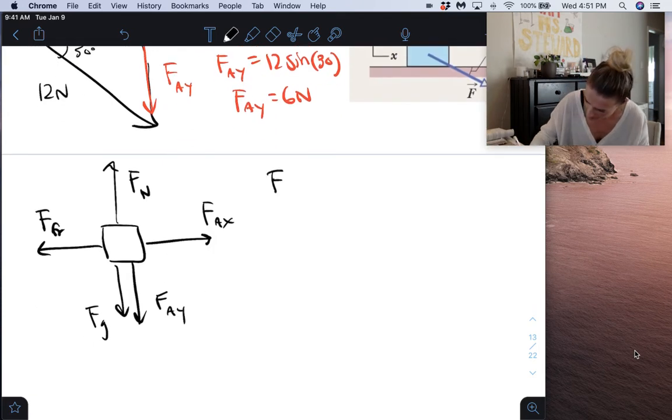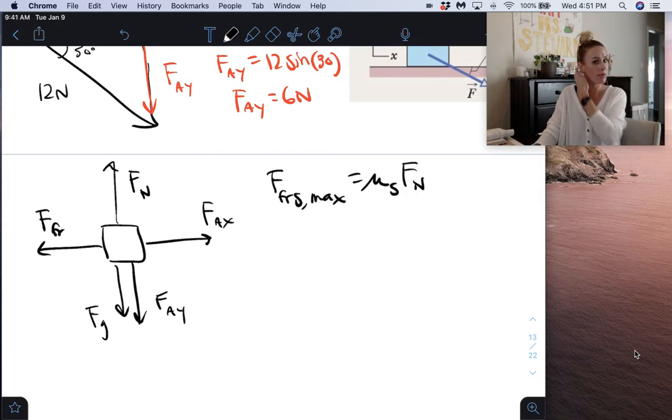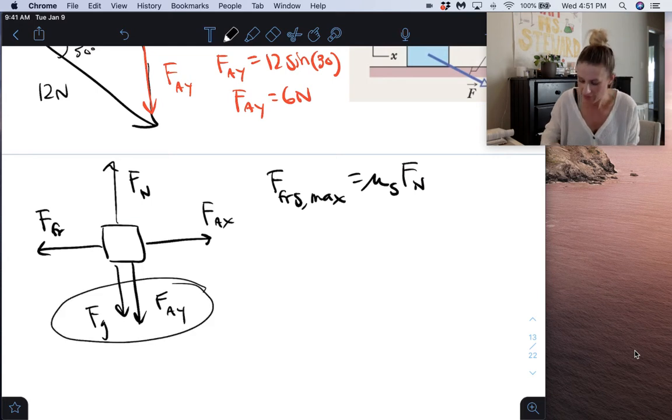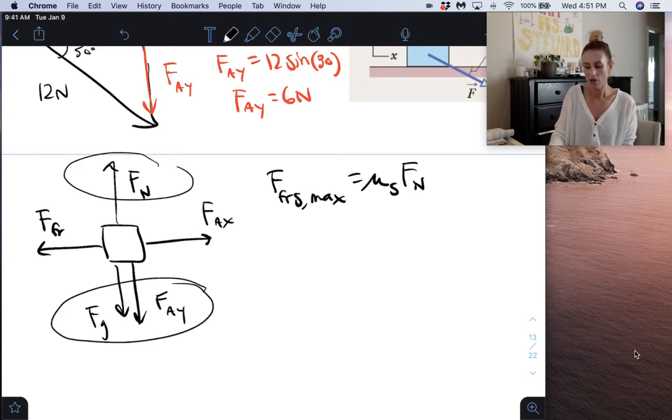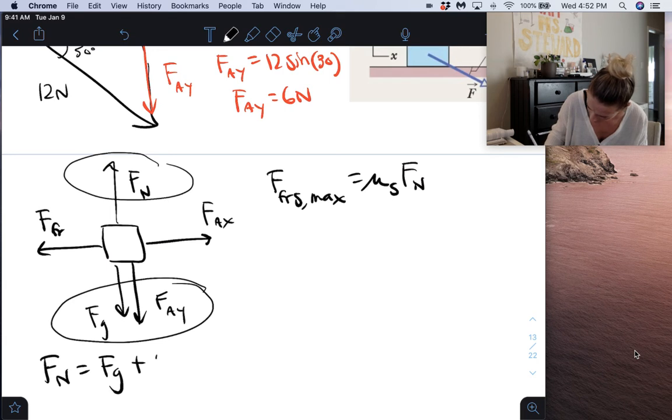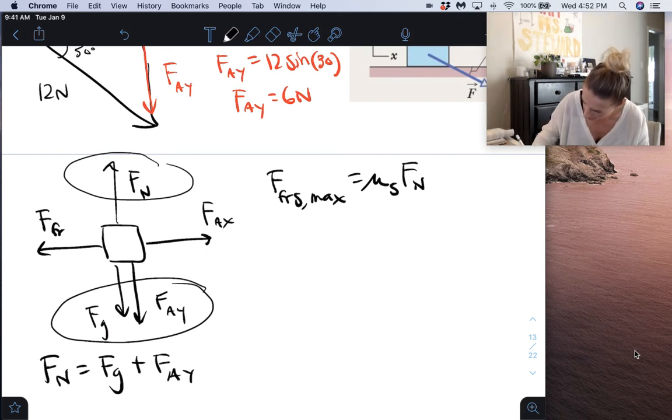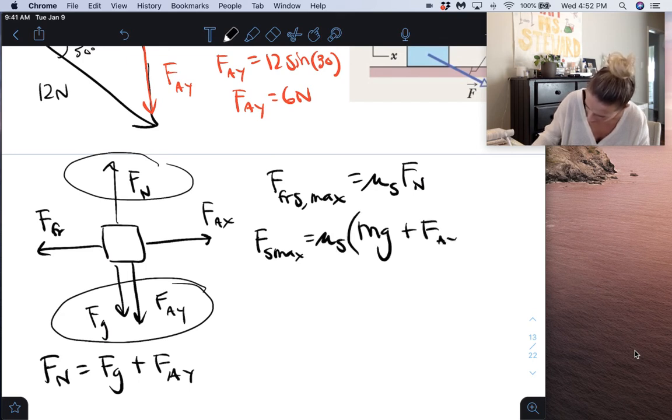So force of friction static max will be equal to mu static times the normal force. Now here we can see that the normal force is equal to the force of gravity plus the force applied in the y direction, because again, we know that this block is not accelerating in the vertical direction, which means that our forces are balanced. So normal force equals force of gravity plus force applied in the y direction. So we know also that the force of gravity is mass times acceleration of gravity. So plugging that in for our normal force, we get force static max is mu s times mass times acceleration of gravity plus force applied in the y direction.